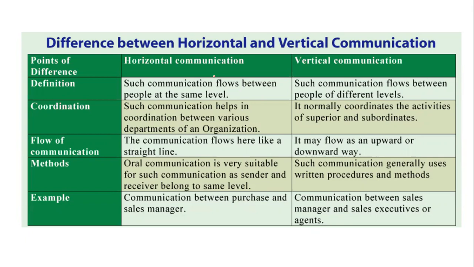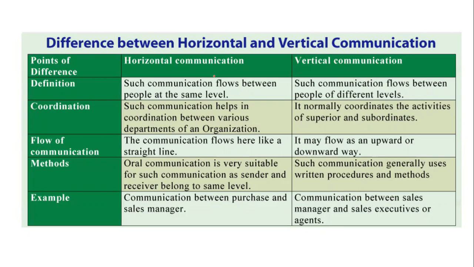Horizontal communication flows between people of the same level. It helps to coordinate with various departments. The flow of communication takes place in a straight line, and it is suitable for the sender as well as the receiver, because both are at the same level, so the understanding level is the same. The example I have given is a purchase manager and a sales manager. Both are on the same line designation-wise, so communication between them will be called horizontal communication.